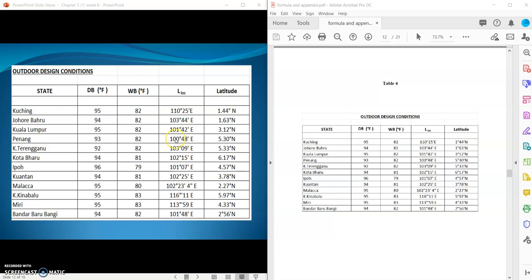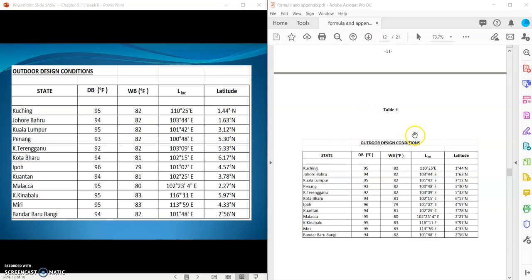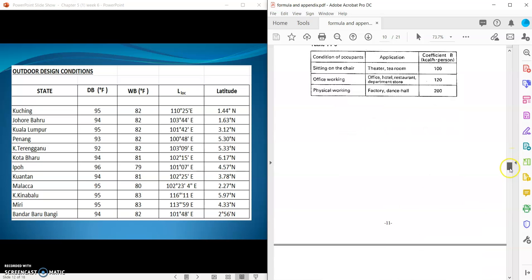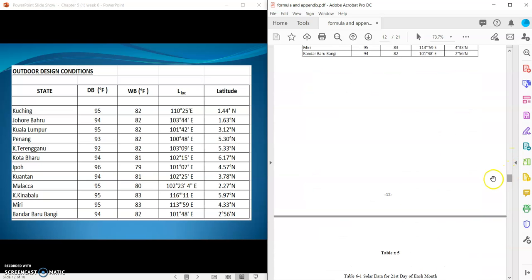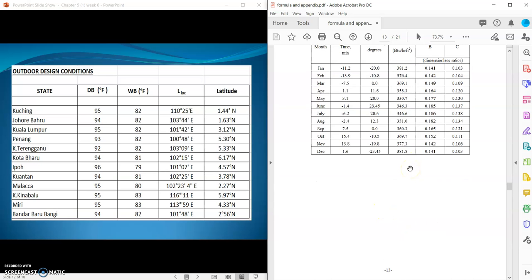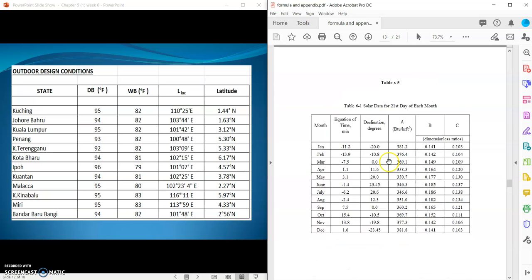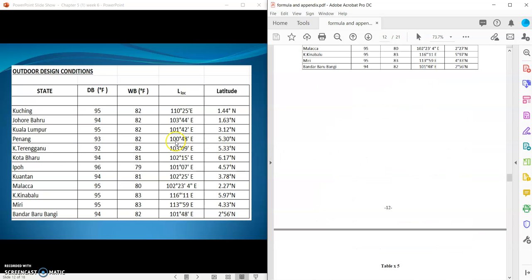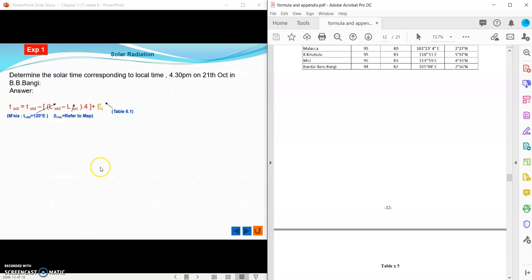Alright, so let's begin. On the right hand side, from the formula and appendix table, you need to open to pages 12 and 13. I've converted it to the table of appendix here, pages 12 and 13. So let's begin with the example. The first question: determine the solar time corresponding to the local time of 4:30 p.m. on 21st of October in Bandar Baru Bangi.